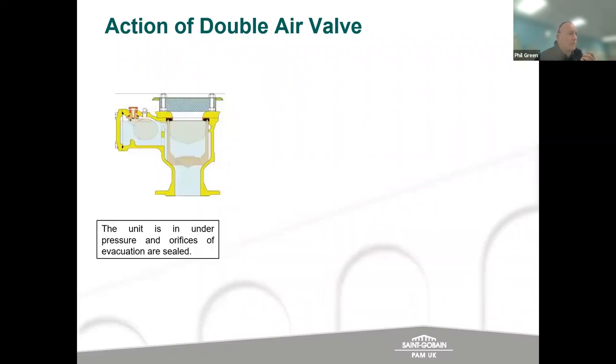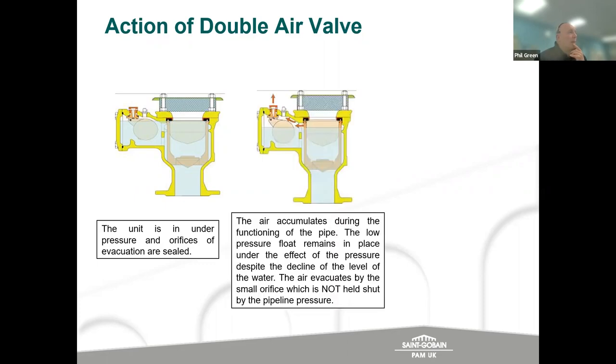Now, what then happens in operation and under pressure? You've got a unit which is sealed by the large orifice float valve and the small bore valve on the left-hand side. It's under pressure and the orifices are sealed. Air can accumulate in a pipeline during service, and the low pressure float remains in place in the main body of the valve, but the small bore valve moves up and down as air enters the valve, enabling the air to evacuate through the small orifice, which is not held shut by the pipeline pressure.